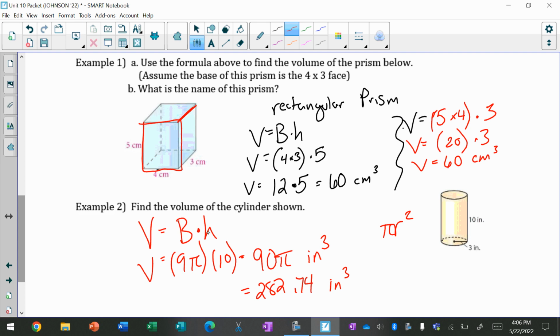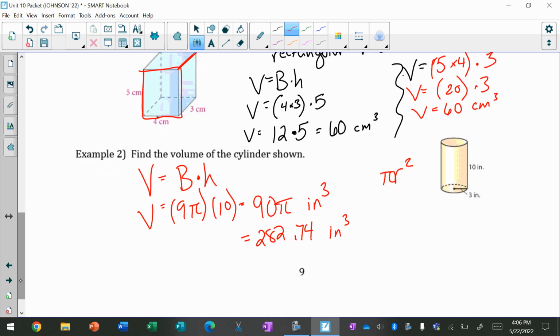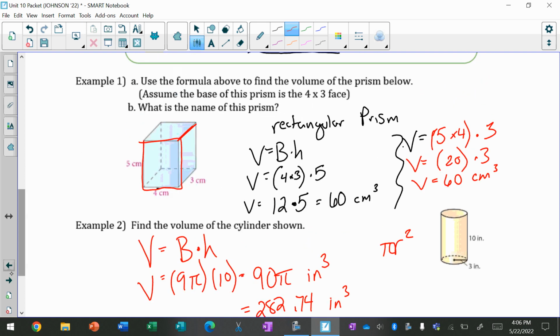So again, this is what you'll see on a reference sheet. You'll see big B times H. But if you don't know what big B represents, the volume is not going to help you at all. If you don't understand that height is the distance between the bases, this formula is not going to help you at all. You have to understand how to calculate the area of a circle. So you need to understand that this big B is pi r squared. Okay? It's not just about the formulas, it's about knowing how to use them and when to use them.